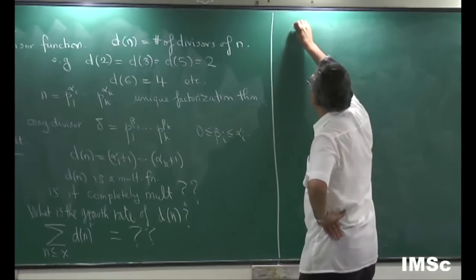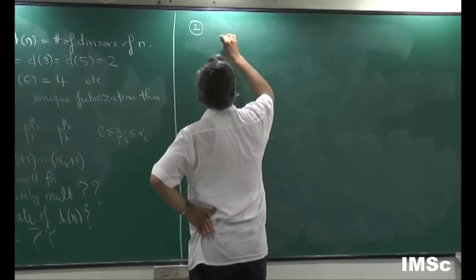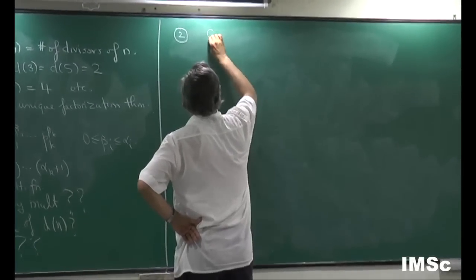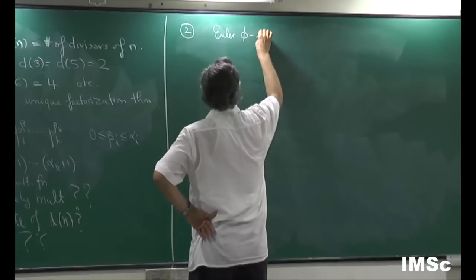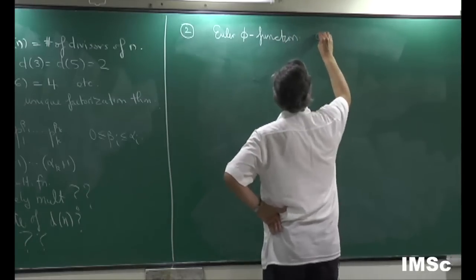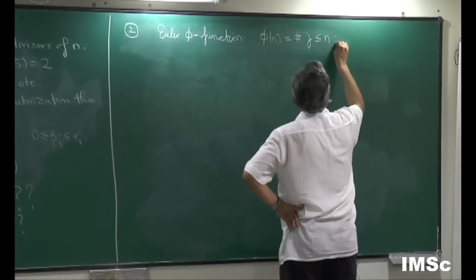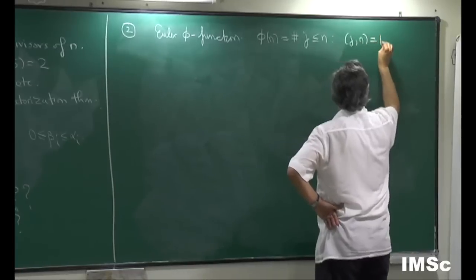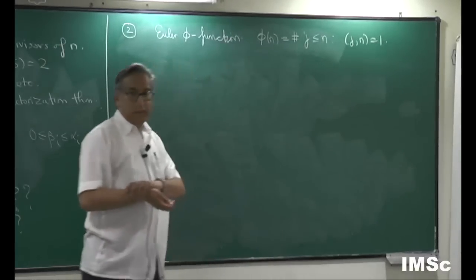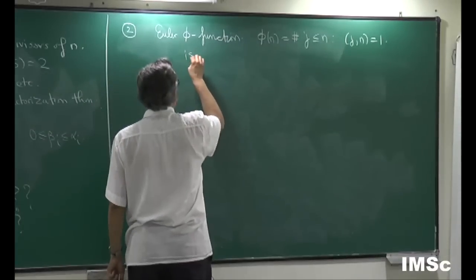So this is one example of a divisor function. Let me give you another example, the Euler phi function, which you probably know. Phi of n is the number of j's less than n which are relatively prime to n, correct? That's the Euler phi function. And the question is, is this a multiplicative function or not?